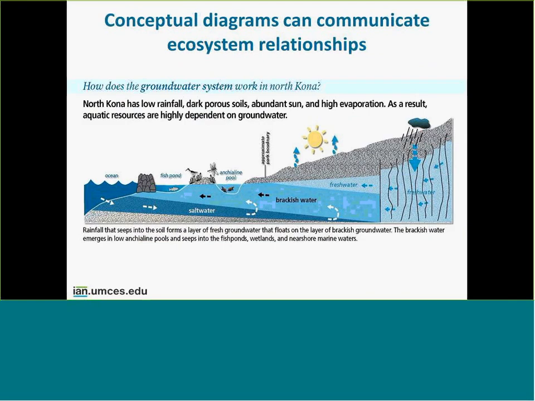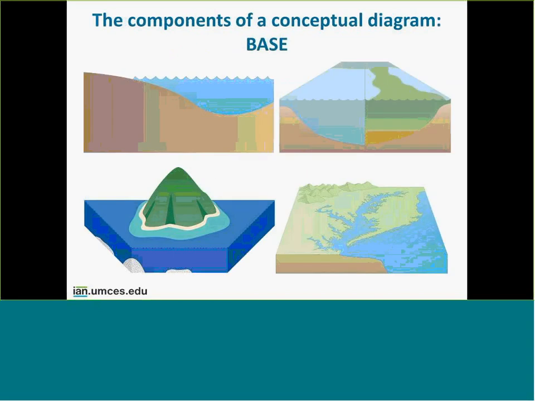They communicate ecosystem relationships. This is just another example. It's trying to answer the question, how does the groundwater system work in North Kona, which is in Hawaii? This is part of a Hawaii poster that we did for the National Park Service, and it's combining a lot of different processes at a large scale and connecting those through the diagram.